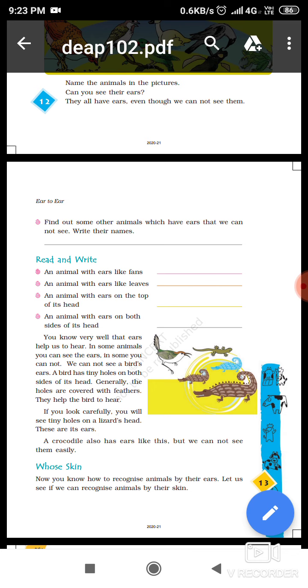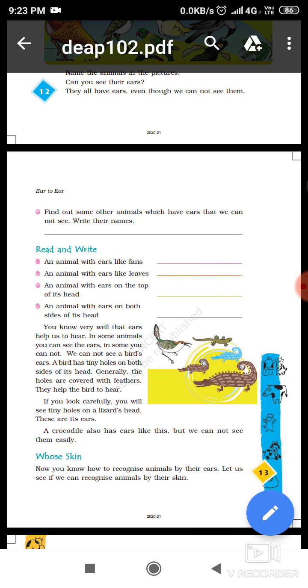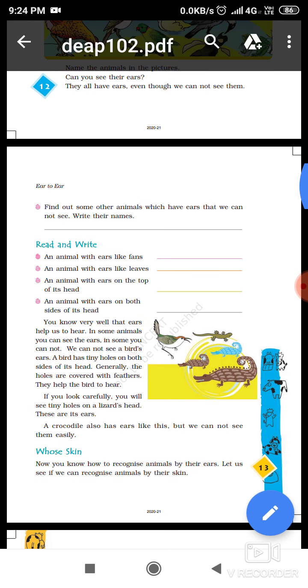Students, you know very well that ears help us to hear. In some animals you can see the ears, in some you cannot. We cannot see a bird's ears. A bird has tiny holes on both sides of its head. Generally, the holes are covered with feathers. They help the bird to hear. And some animals like lizard, crocodile, etc. also have tiny holes as ears, but we cannot see them. Understood?